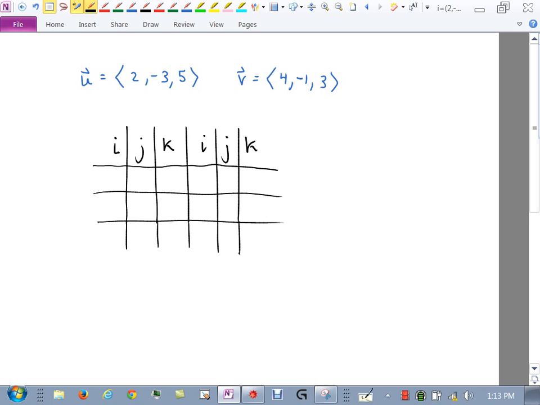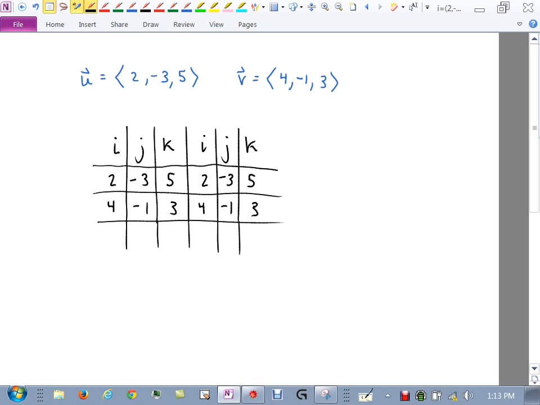Okay, and then below it, you write the two vectors. If you look at the formula on page 10.4.4, you write the u vector's components out underneath the i, j, k, and then you do it again. So I'm going to write u, the components are 2, -3, 5, and then 2, -3, 5 again. And then you write the v under it, 4, -1, 3, 4, -1, 3. Has anyone that's done cross products seen this table before? Yes, some have, some haven't. That's why I show you two different ways.